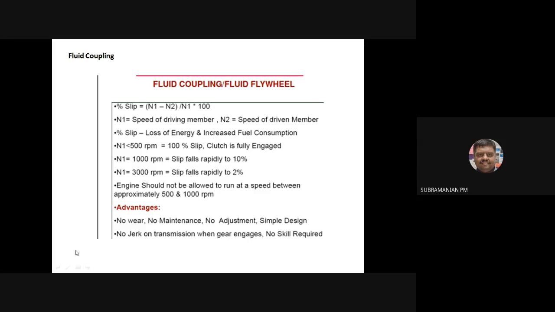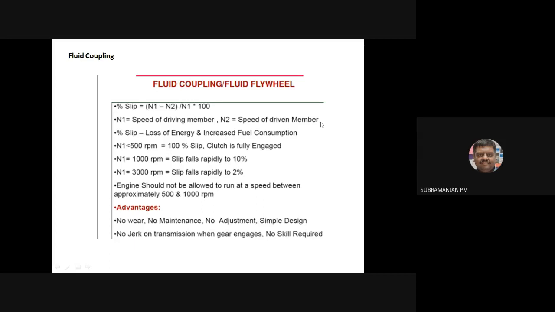Further increase in speed, say 3000 rpm, and my slip reduces to 2%. So this is the optimum operation. I have to operate my engine at a speed of 3000 rpm, so that my slip falls rapidly to 2%. This is very, very important: I should not allow my engine to run at a speed between 500 and 1000 rpm. When the engine is running, I should ensure that my speed is 3000 rpm, so that my slip will be less.